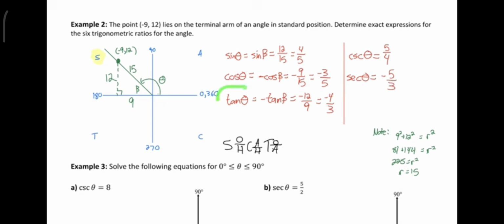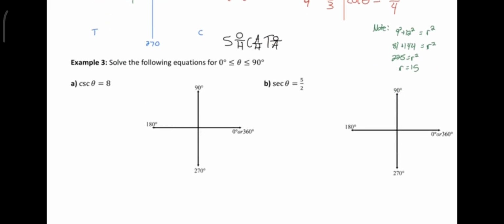And the reciprocal of the tan ratio is the cotangent ratio. So cotangent of theta would equal the reciprocal of the tan ratio. So it would be negative 3 over 4. There you go. There's all 6 trig ratios for the angle theta that takes you to that terminal arm, which has that point on it.